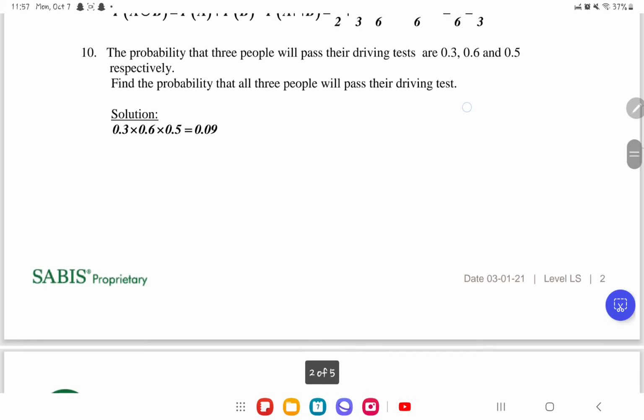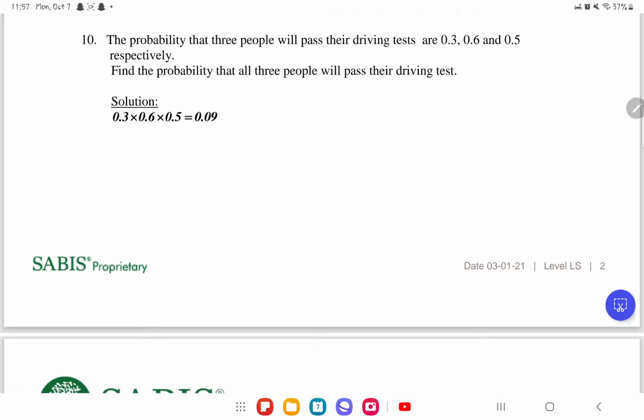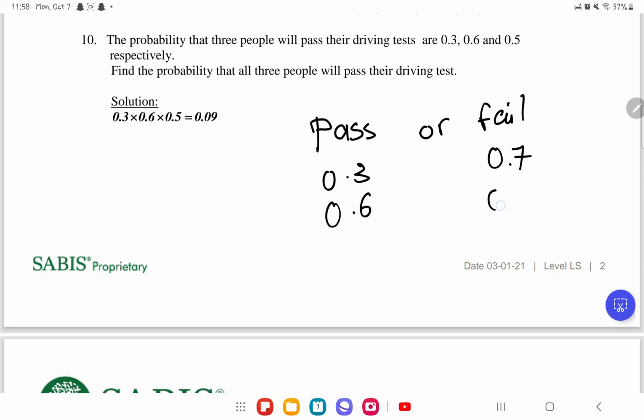Number 10. Here, we draw 3 people who can pass. So they will either pass or fail. If they pass, 0.3; if they fail, 0.7. If they pass, 0.6; if they fail, 0.5. And if they pass, it is 0. Sorry, my bad. Here it's 0.4. Here if they pass 0.5, here if they fail 0.5.